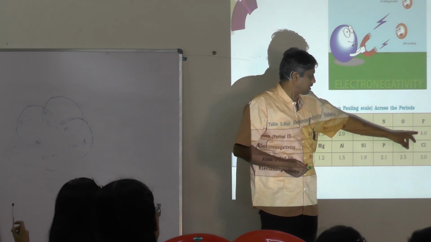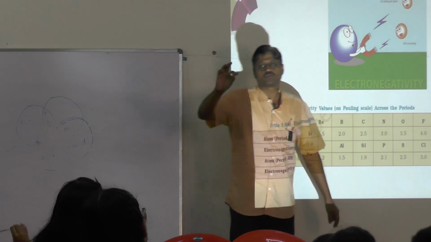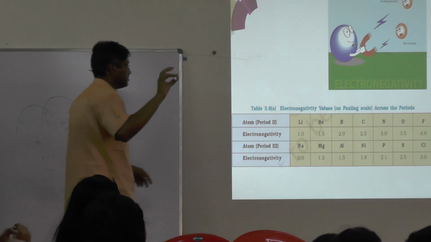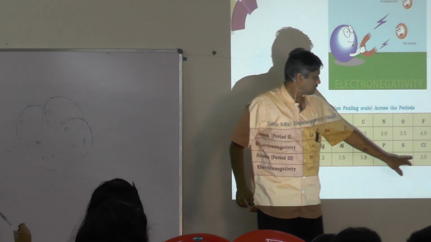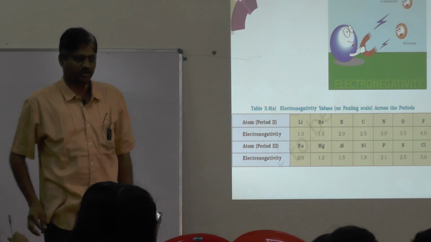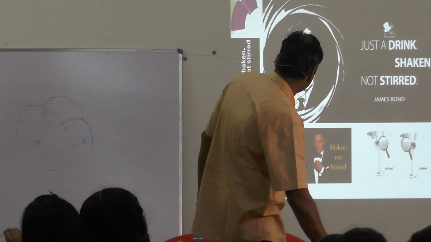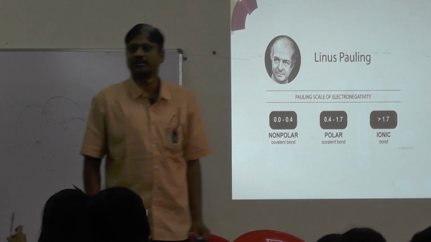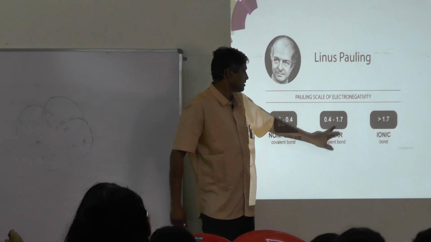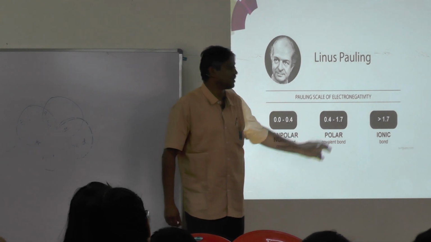Fluorine will take a higher value. All are halogens, correct or not? You take HCl: 2.1, 3.9. The difference is 0.9. As per our scale, 0.9 is coming here. It is polar covalent. Both are covalent, this is polar covalent.